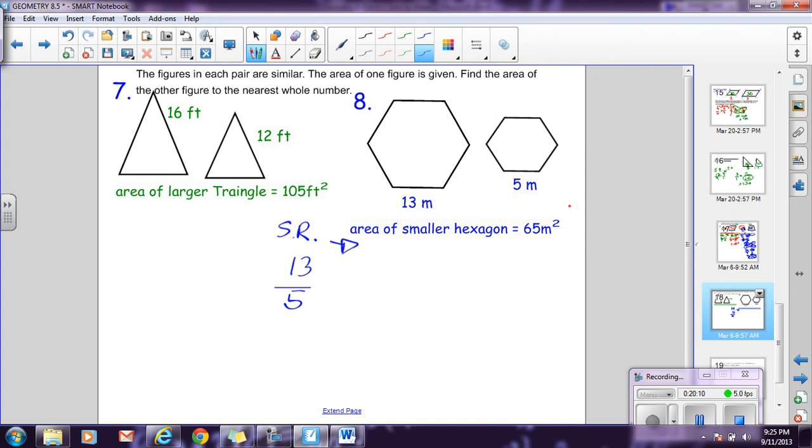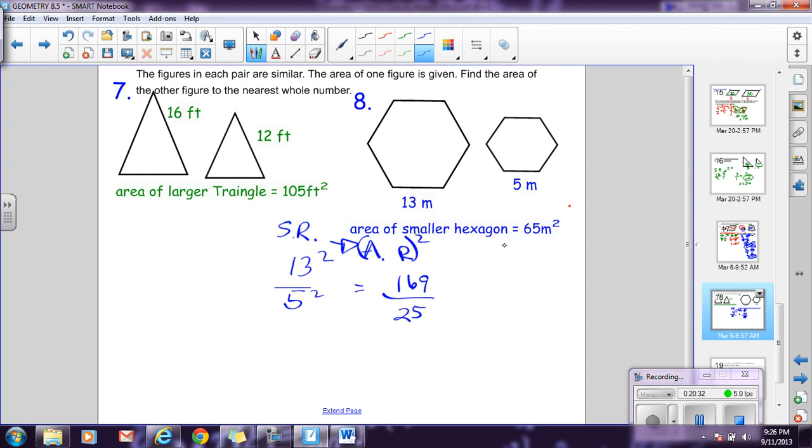However, I need to get to the area ratio. And how do I find the area ratio? Think of the little squared. All I have to do is take this and square it. So I'm going to take this one and square it. 13 squared is 169. 5 squared is 25.